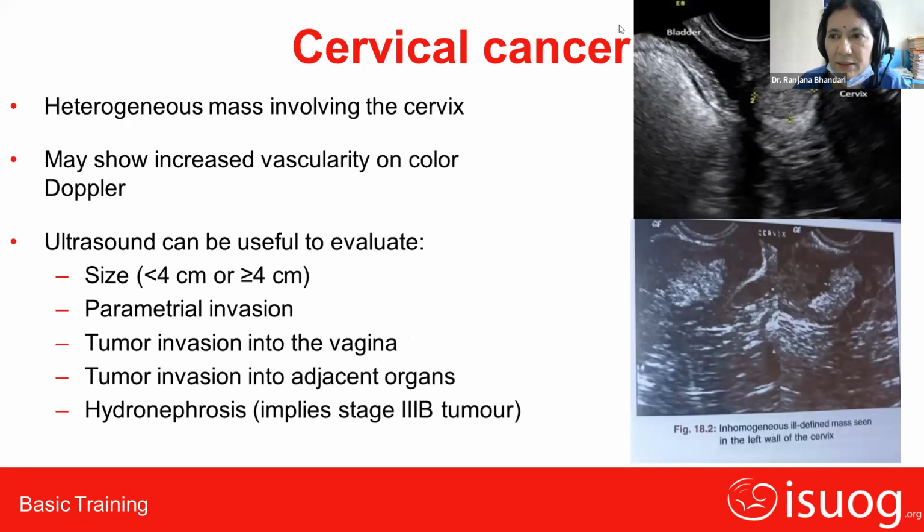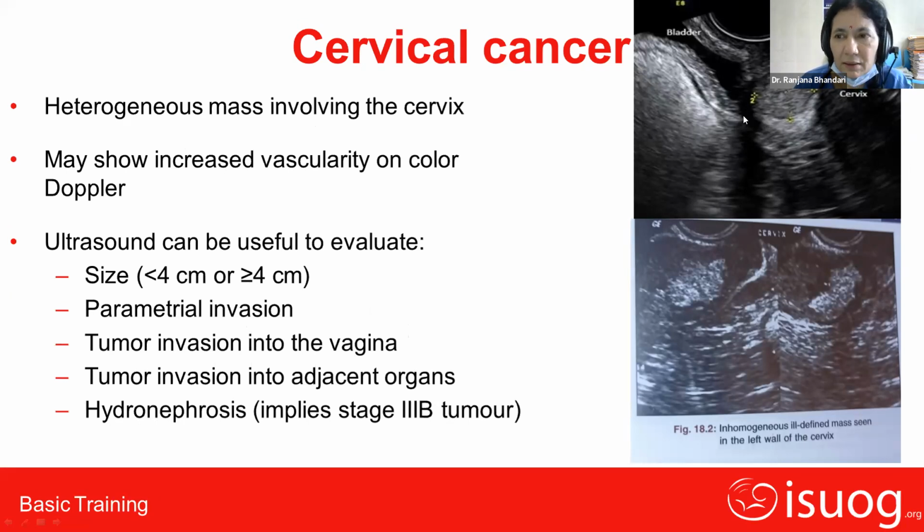Now comes cervical cancer, which is very, very important. It's a heterogeneous mass. See, the masses are like this. It will show very increased vascularity due to neovascularization. All vessels get enlarged, there are color splashes over it. But I will tell that during my endometrial cancer slides.